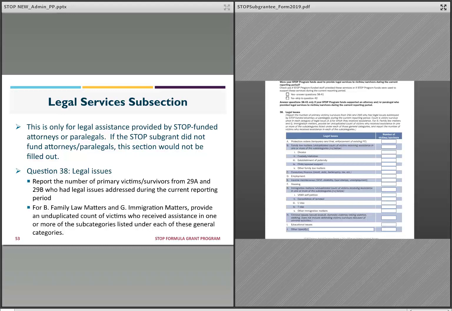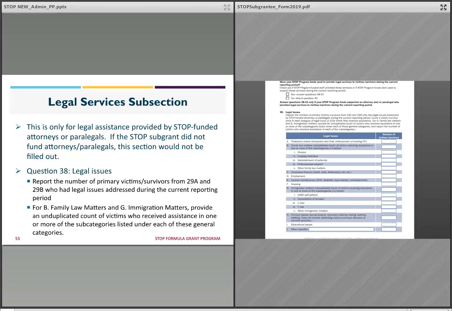In question 38, legal issues, subgrantees should be reporting the number of primary victim survivors from 29A and 29B who had legal issues addressed during the current reporting period. The number of victim survivors is what's being reported, so each category of legal issue should be an unduplicated count of the total victims receiving assistance for that type of legal issue.